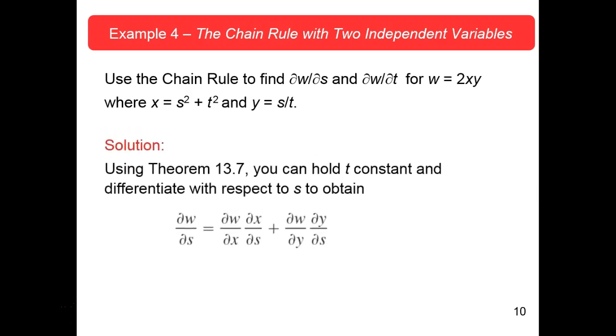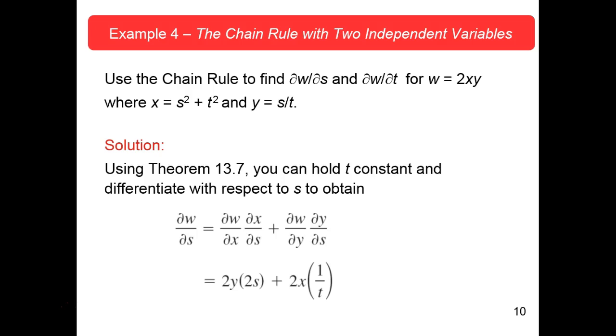Then from theorem 13.7, which is what we did, we hold t constant and differentiate with respect to s. Partial of w with respect to s is partial of w with respect to x times partial of x with respect to s, plus partial of w with respect to y times the partial of y with respect to s. Not touching our t's at all, just dealing with the s's. And that will give us our partial of w with respect to s. I had already done all these individual partials, and all we do is put them together, and that would be the 2y times 2s plus 2x times 1 over t.